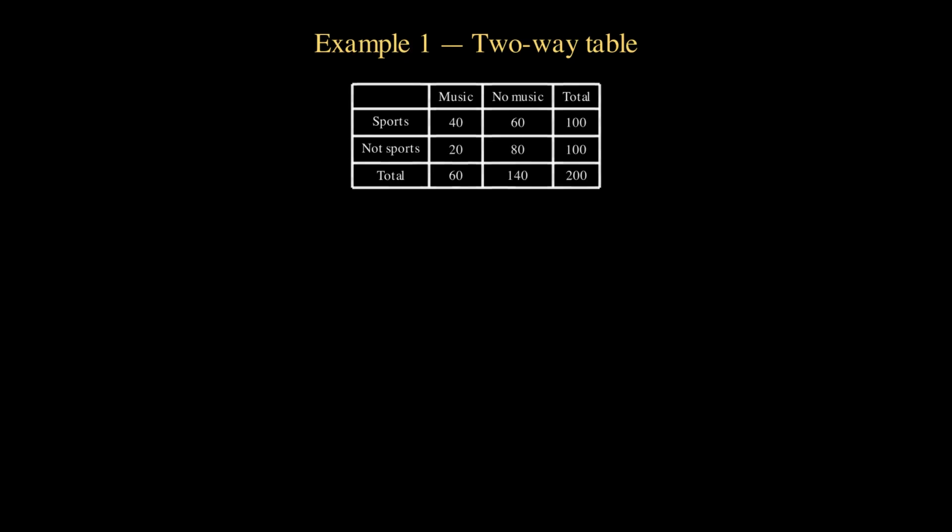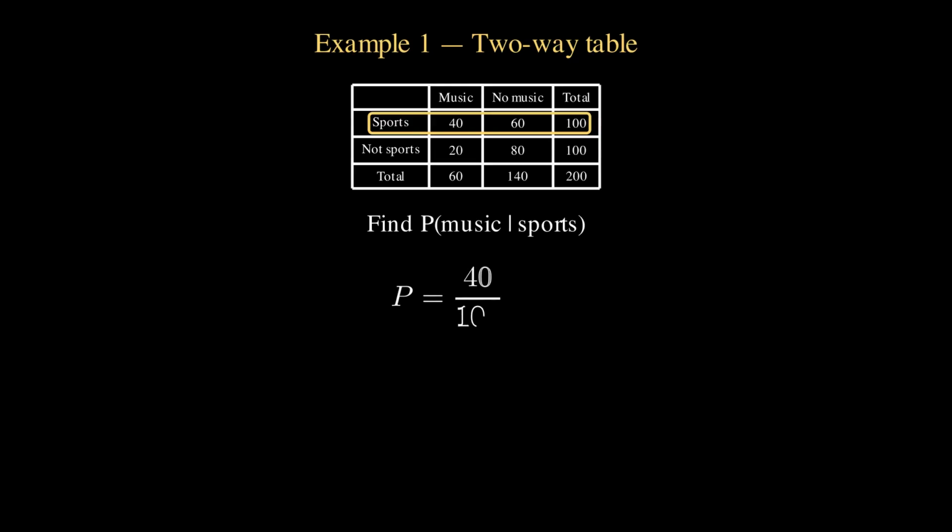Suppose 200 students total and 100 play sports. You want the probability a student plays music, given that the student plays sports. Restrict to the sports row. 40 students play music and sports out of 100 sports students. So the probability is 40 over 100, which simplifies to 2/5 or 0.4.